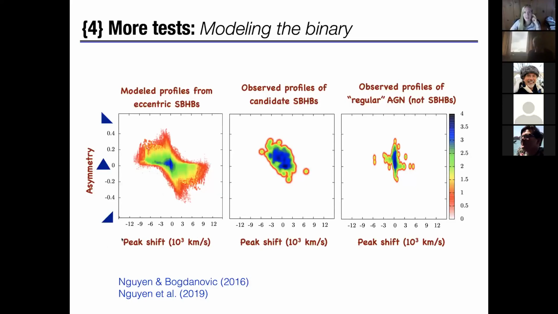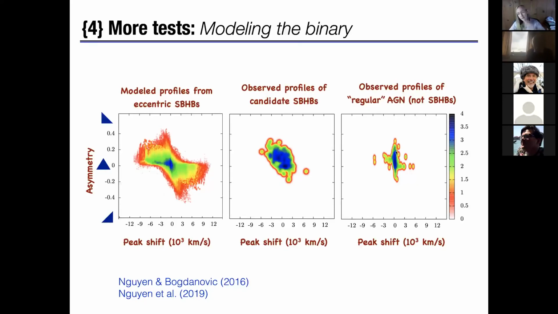So this is basically this plot of lines being skewed in the direction they're shifted. In the middle panel, you have the observed candidates. So you can see this sort of trend. In the left panel, you have the part of parameter space that's occupied by his models.